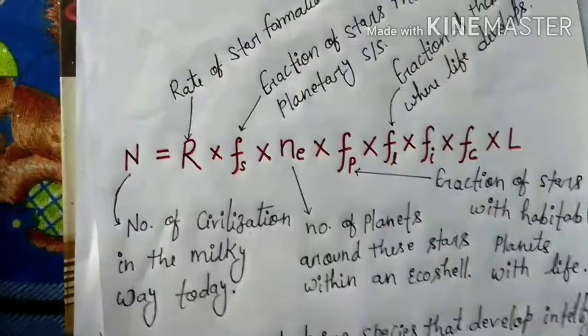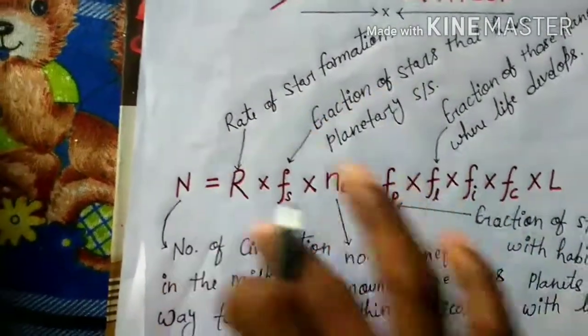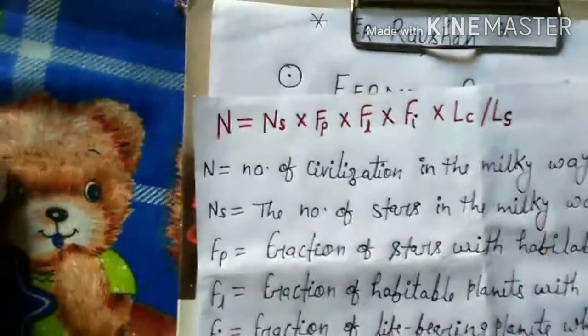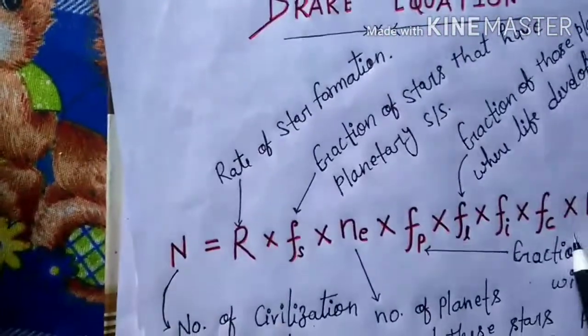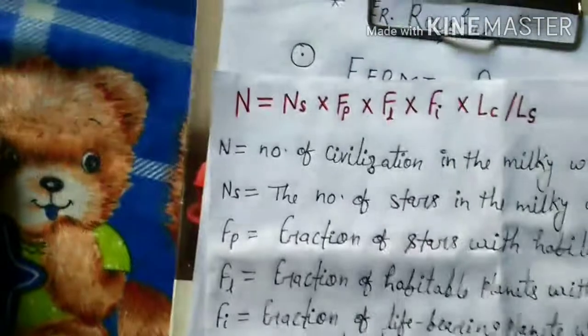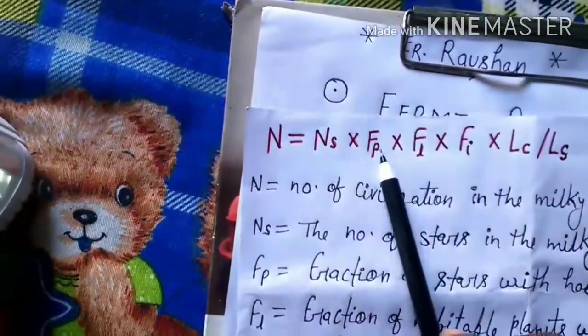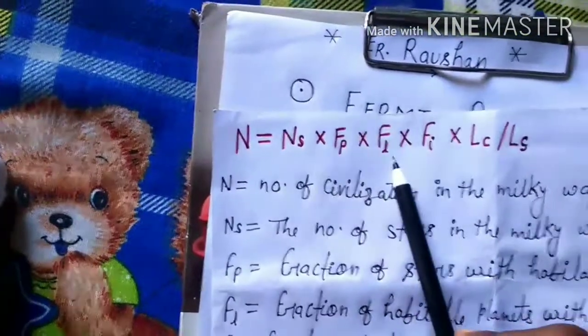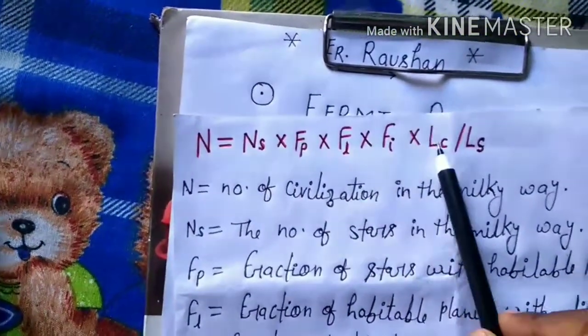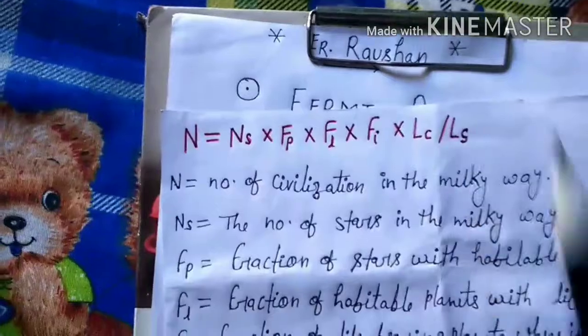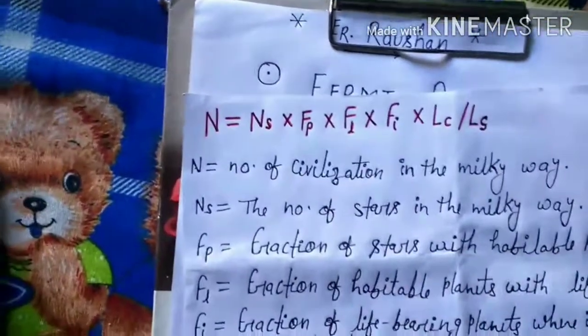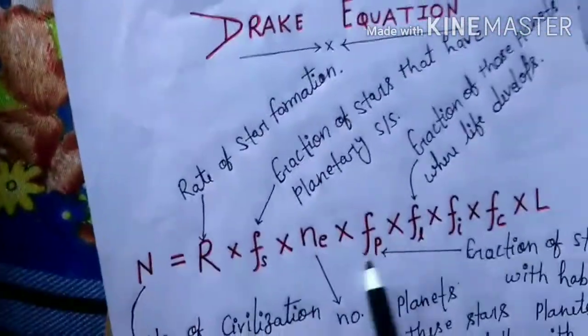So that is the first form of the Drake equation, and the other one looks like this. This one has 8 values, and here you can see this has 7. N equals N sub s times f sub p times f sub l times f sub i times L sub c divided by L sub s. This is different from the earlier equation, but it is also the Drake equation.